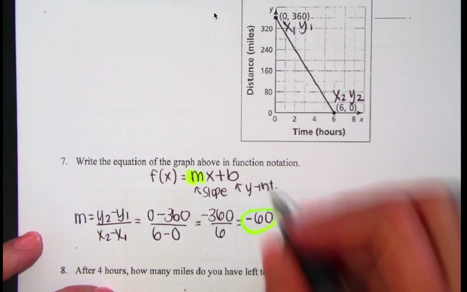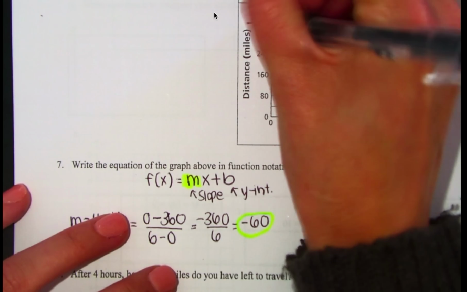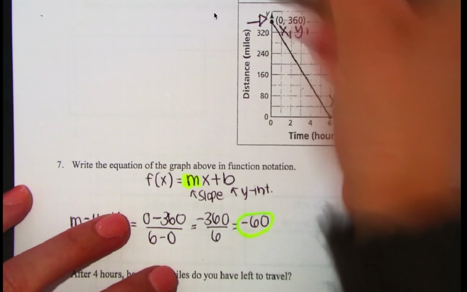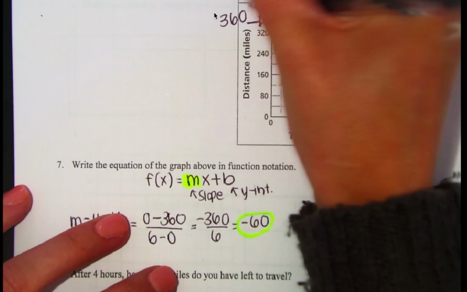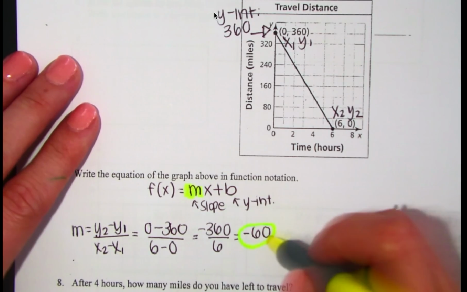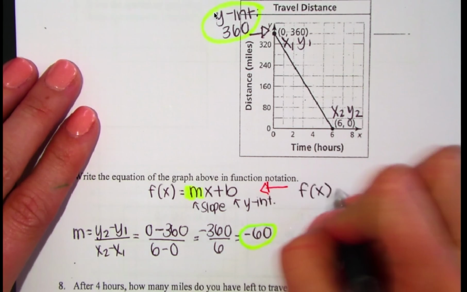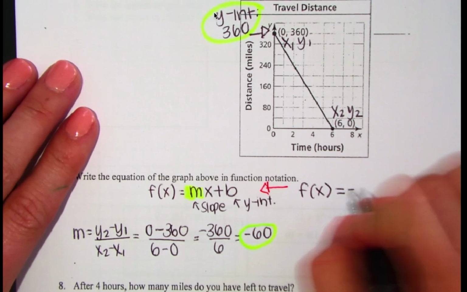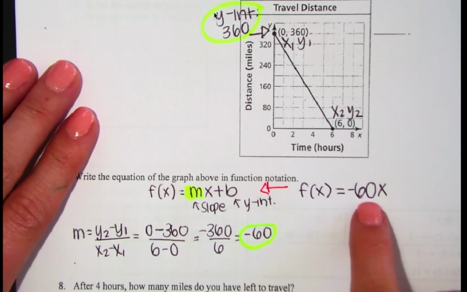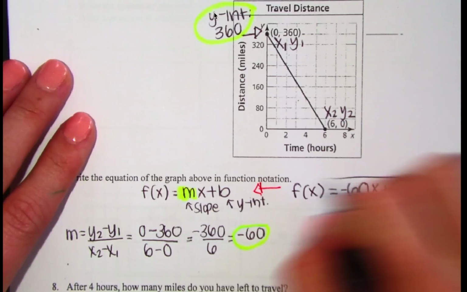Then I'm going to find out my y-intercept by looking at the graph where it crosses the y-axis, which is right here at 0, 360. So my y-intercept is 360. So I'm going to take my slope, negative 60, my y-intercept, 360, and just plug it in to that equation that we wrote here. So function notation, we're writing f of x instead of y is equal to negative 60x. Remember, the slope goes in front of x. And then my y-intercept, positive 360. That's my answer.